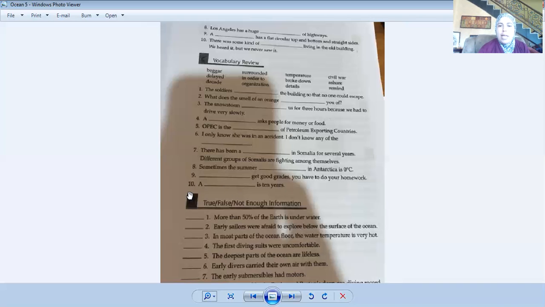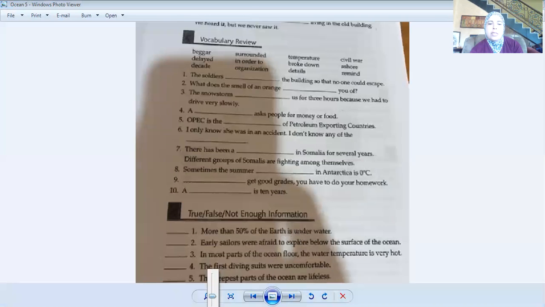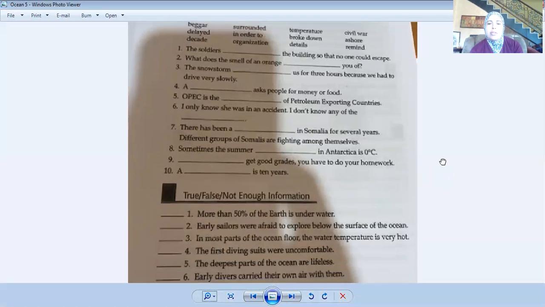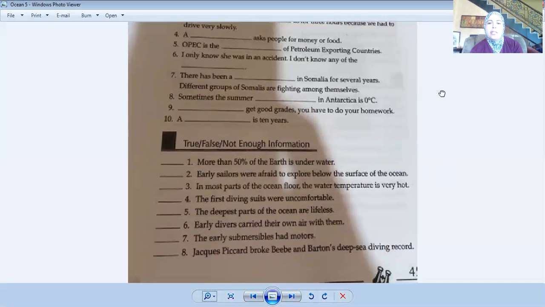Let's move on to 10. So what is 10 years? A decade is 10 years. All right, so this is an easy sentence. Now we want to move on to the next exercise. Let me just try to lift this up so that it could be clear and you could see it on the same page.